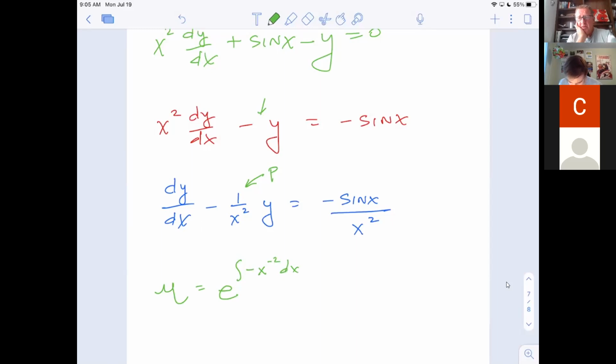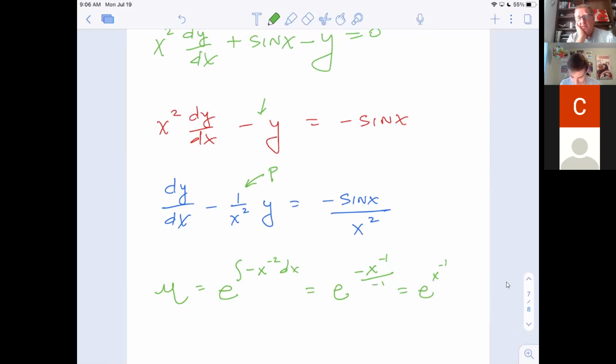That's just power rule. What do I do? I add 1 to that. Negative 2 becomes, I'm sorry, because you're adding 1 to it, it becomes negative 1. So it's negative x to the negative 1. But then you divide by negative 1, right? So it actually becomes just e to the positive x, but it's to the negative 1 power. There's my multiplier.